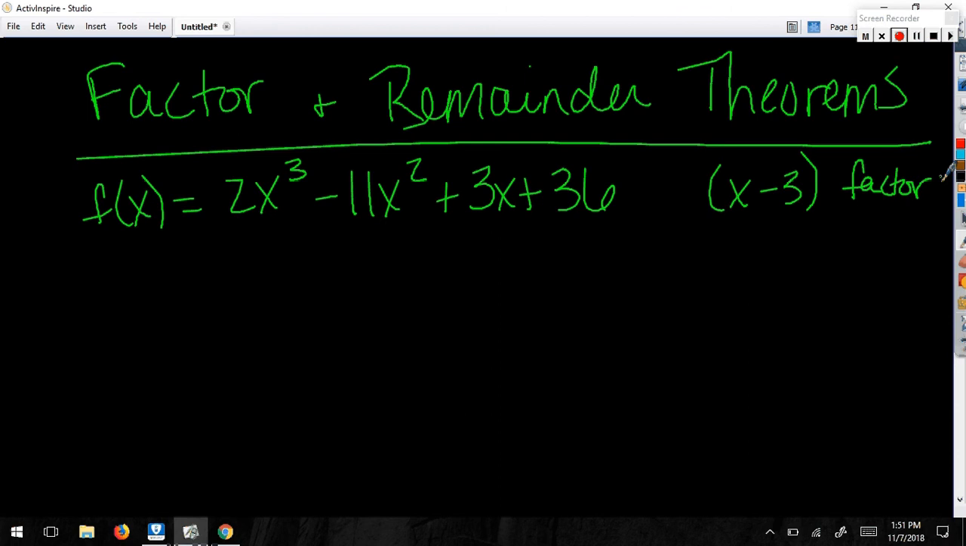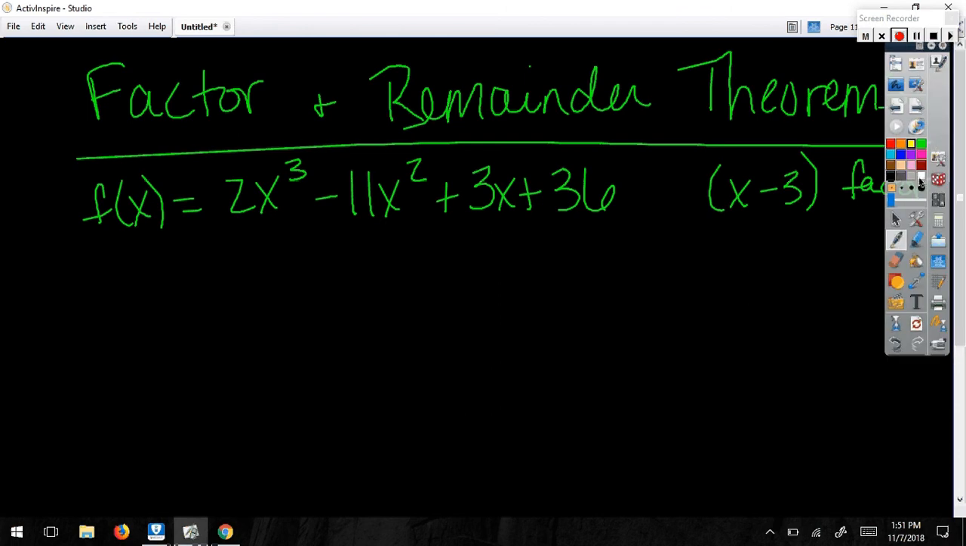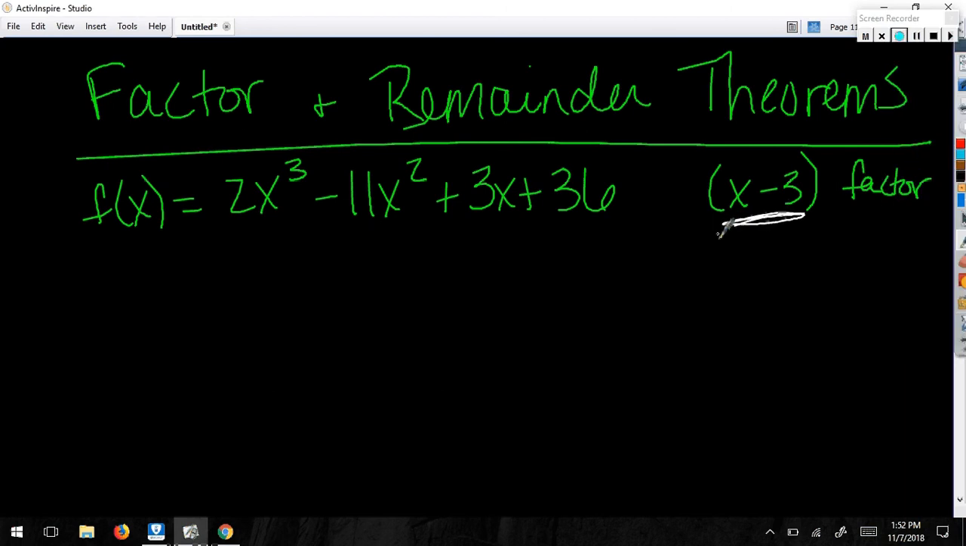Tell me what we did if we were asked to factor this completely. What's the first step that you do? Divide. You divide by x minus 3, right? What goes on the outside when you divide by? This is the lesson from Monday. This is a review. So what goes on the outside? Positive 3. Give me a listing of coefficients inside.